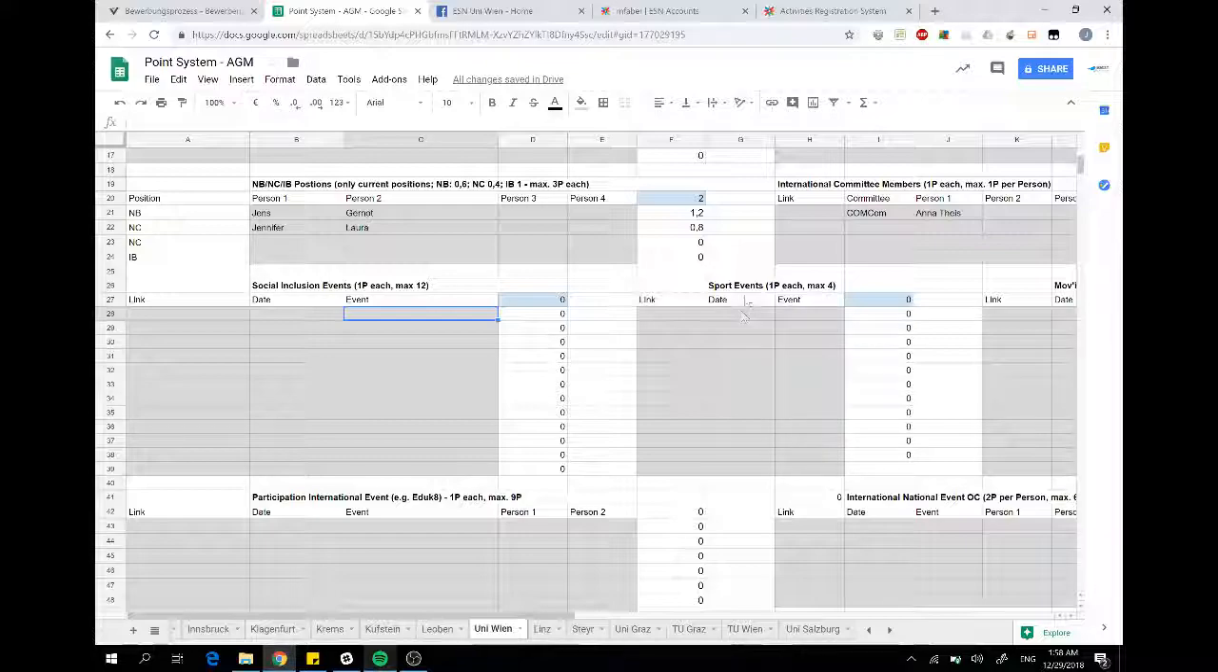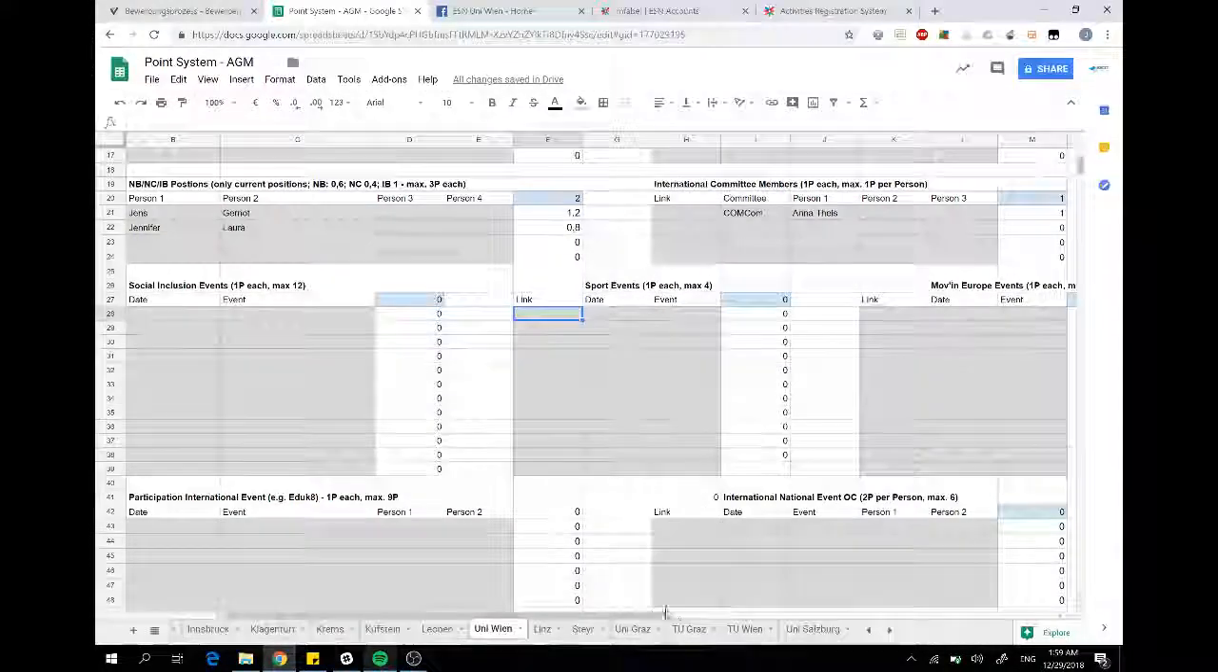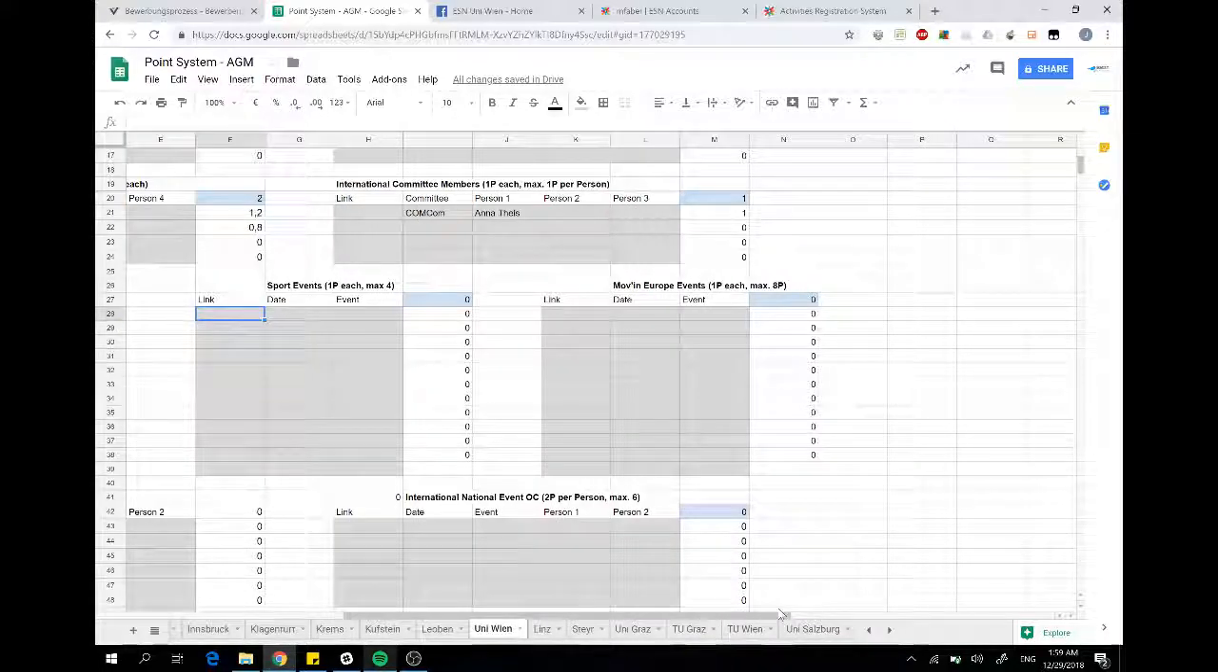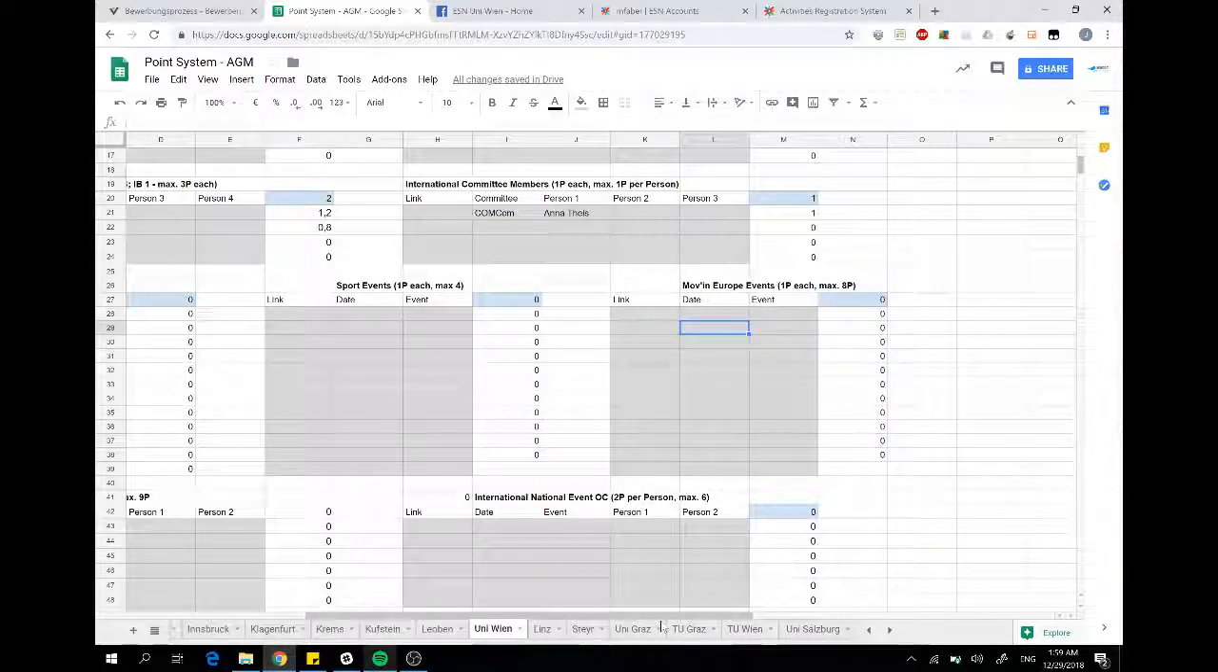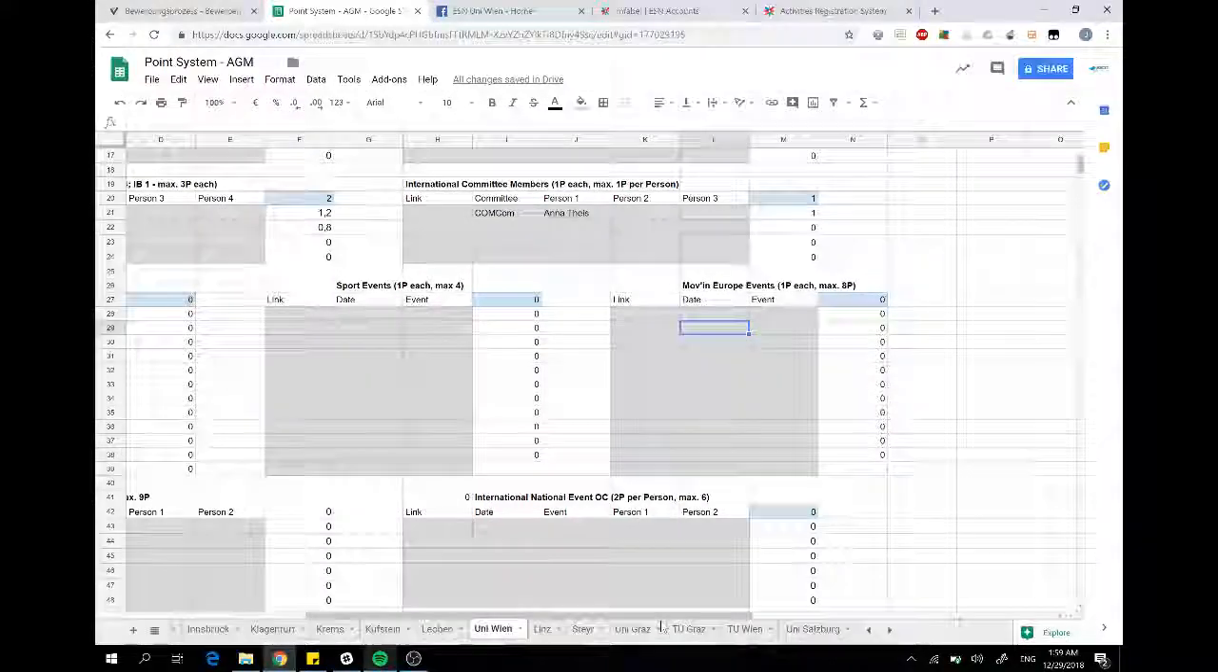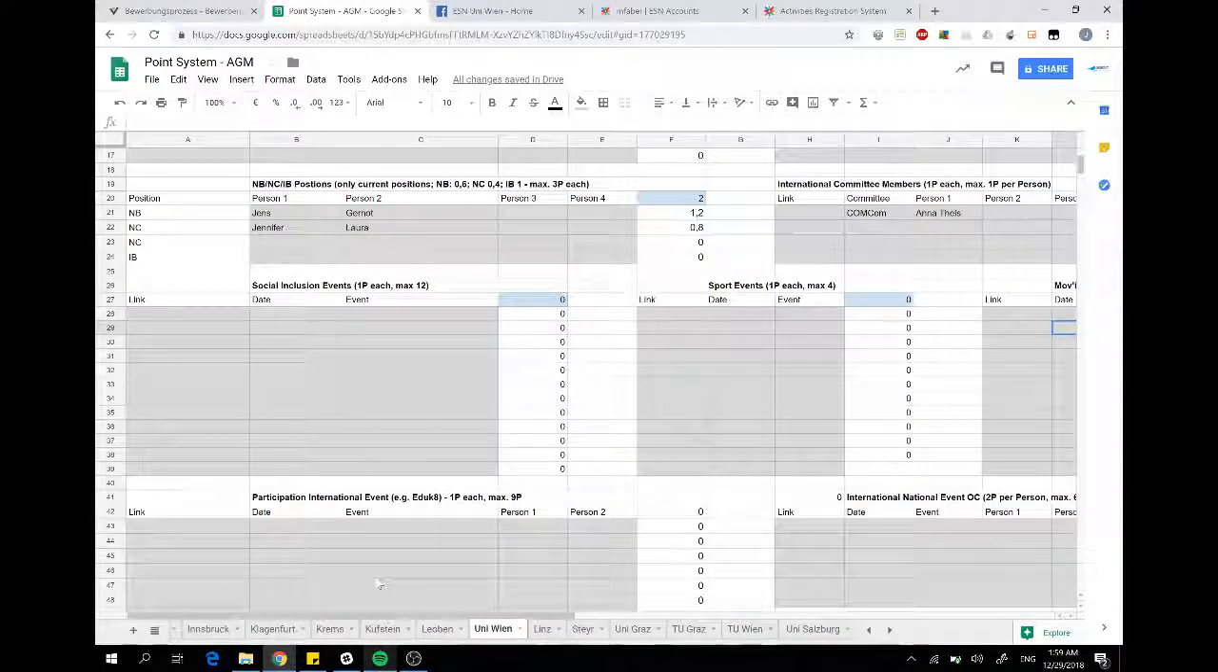Sport events, it's kind of the same. You put the date, you put the event name, and then you put a link with some kind of proof, a picture, a Facebook event, something like that. With sport events, we're very wide, we're very accepting with this. So any kind of sports is fine. Movie Europe events, it's the same. Just put the link there and there you go.